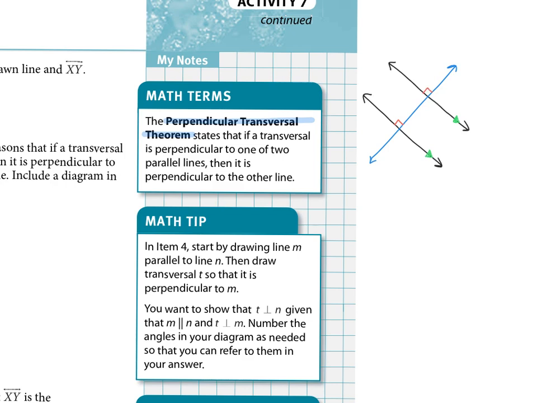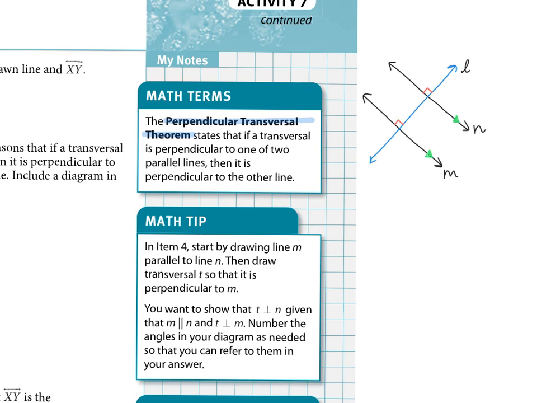Hey, this is starting to look a little bit like some of the other pictures that we've seen over the past couple of days. You've probably seen something where each line is labeled with a letter like M or N, and maybe our transversal is labeled L. And we have to show maybe the different relationships between these lines, given certain angle relationships. That's what we're going to be focusing in on today.